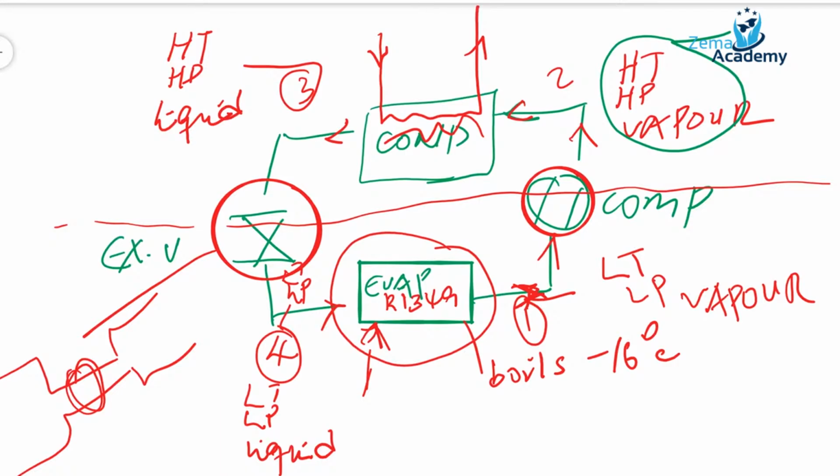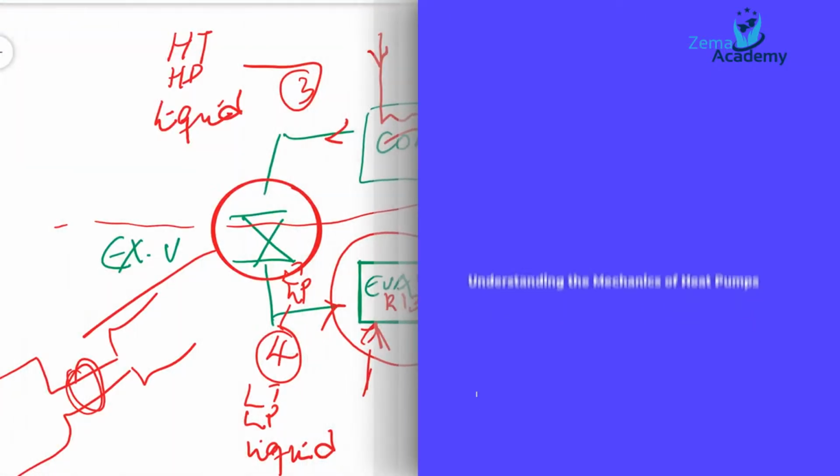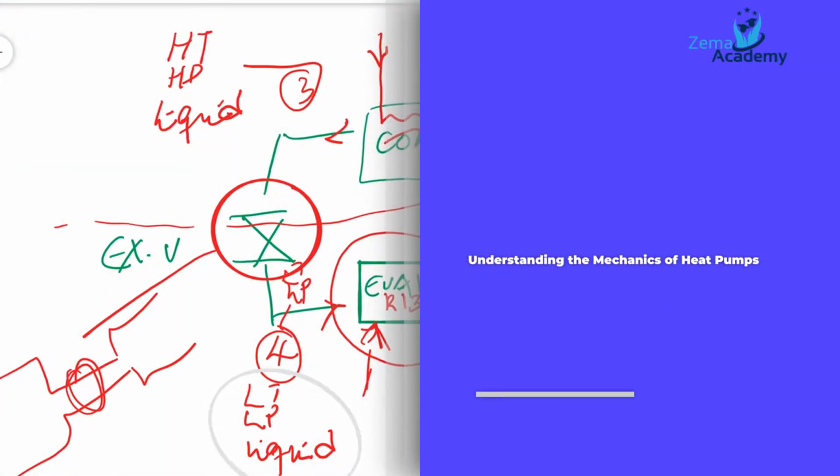So therefore, as you can see from point 3, when you come back to point 4, you come back to the same point that we started, which is low temperature and low pressure liquid. And then, of course, you feed it back again to the evaporator, and the circuit repeats itself.